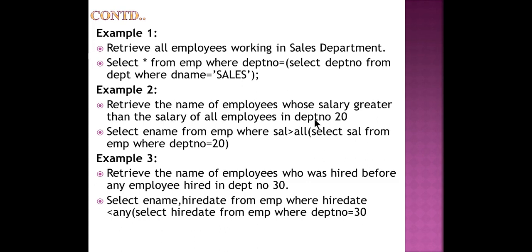Though the department number is also there in the employee table, so this information can be fetched from the employee table itself. But still, you have to find out the salary of the department number 20 first. So select salary from employee where department number equals 20, right?